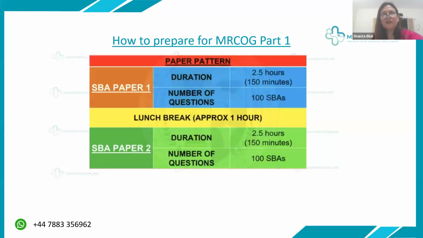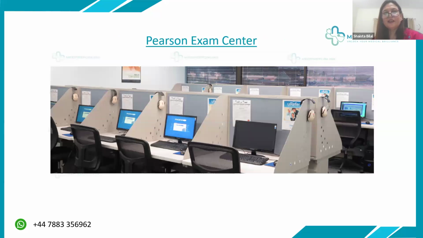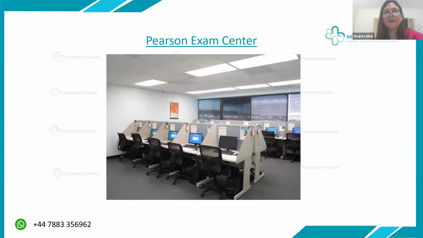So this is the pattern of the paper. We have paper 1 and paper 2. The duration of each paper is 2.5 hours with 100 single best answer questions. Then there is a lunch break, and the second paper is also 2.5 hours with single best answer questions. Please take a break, have some coffee and snacks, so that you will be well prepared for the second paper. This is an example of a Pearson exam center where you will do your exam.